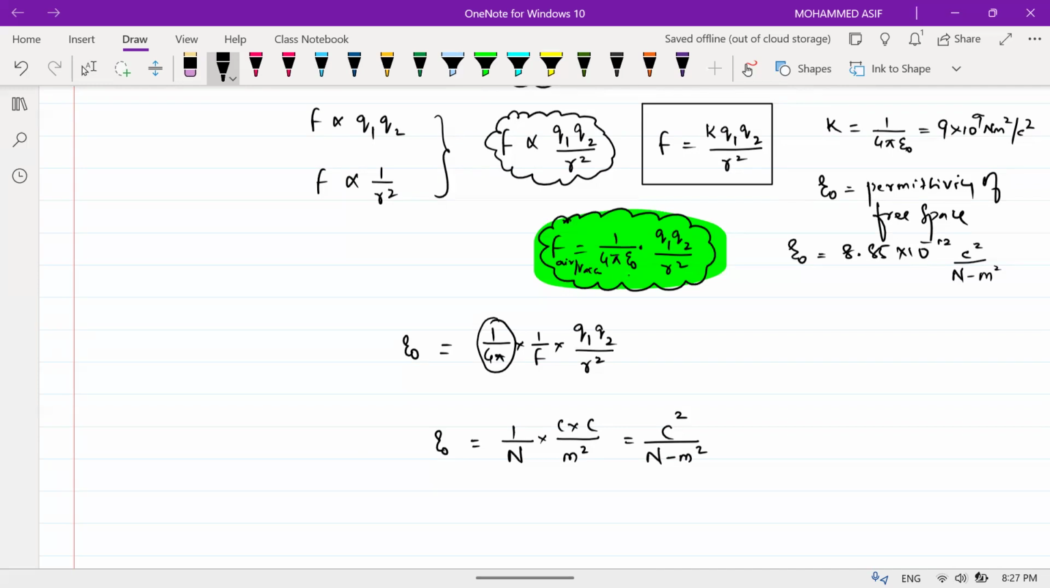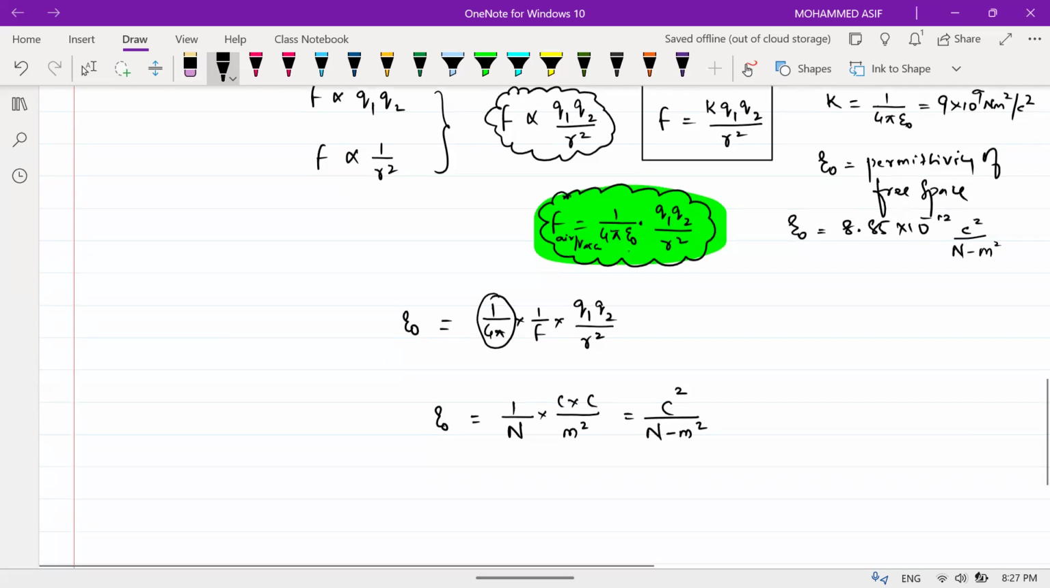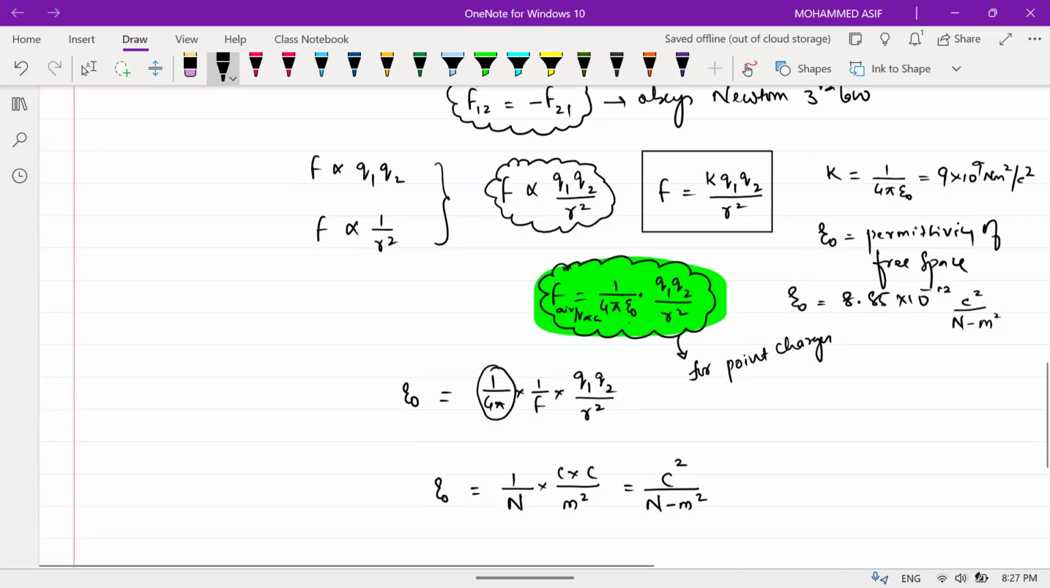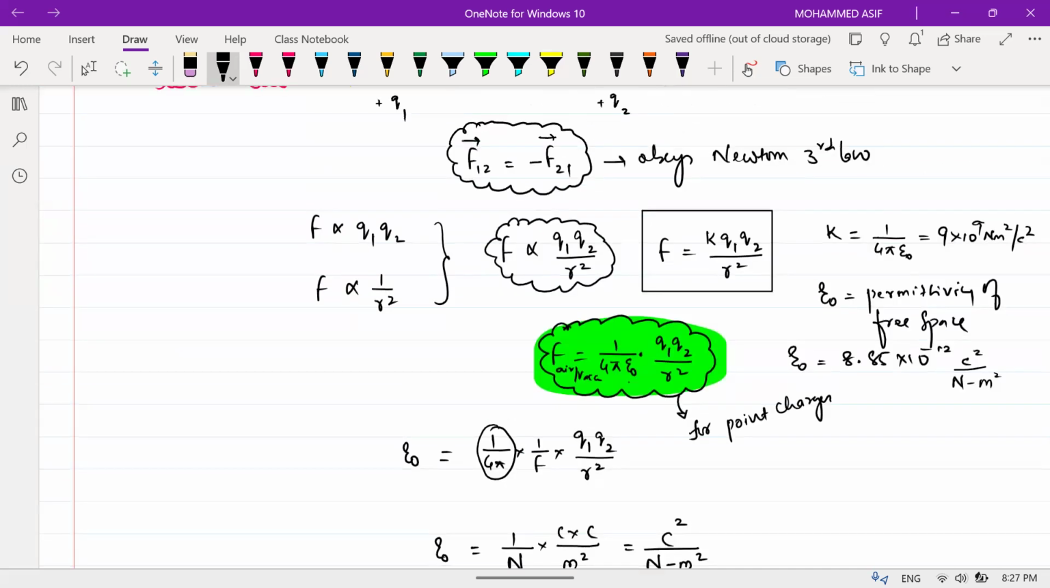Yes, sir. And this is applicable only for point charges, beta. Need to remember, it is applicable for point charges. Coulomb's first formula gives the force between two charges: it is directly proportional to the product of the charges and inversely proportional to the square of the distance between them.